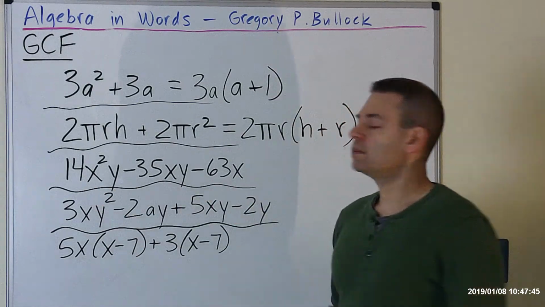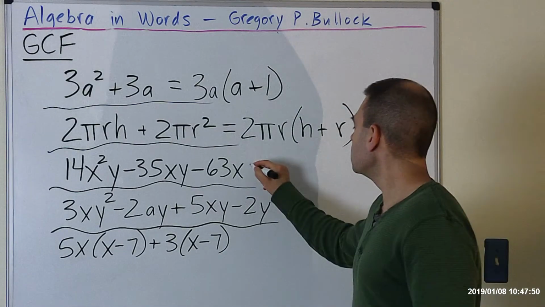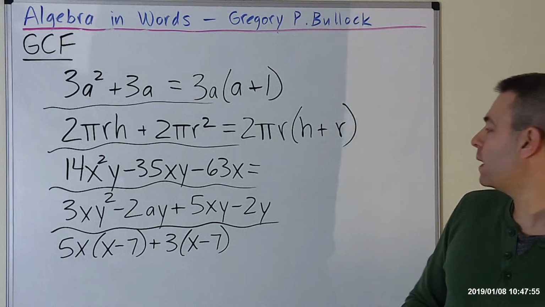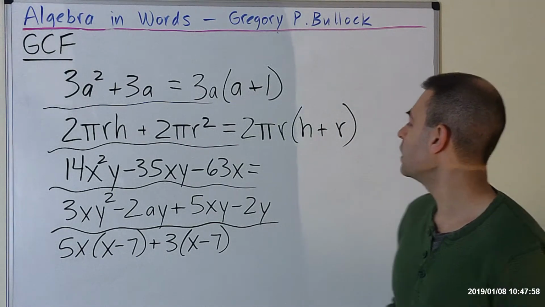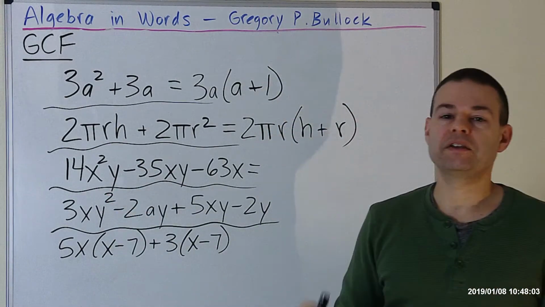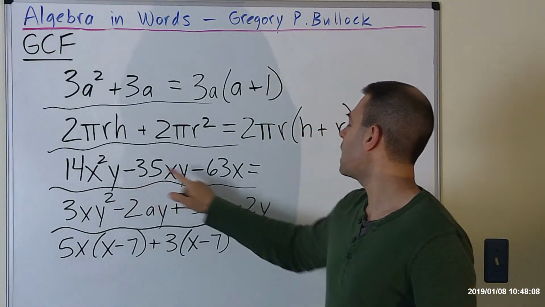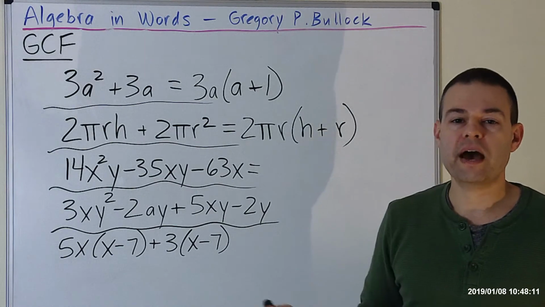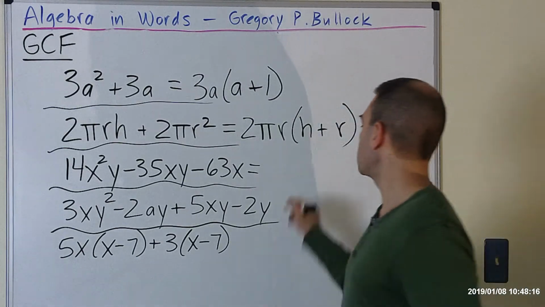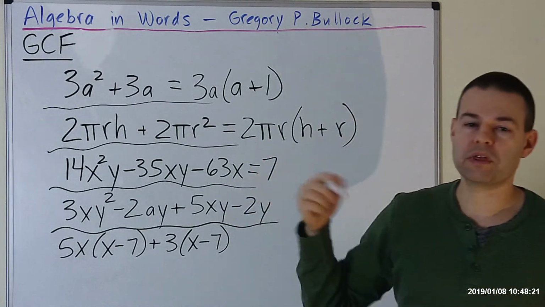Let's go to the next one. There's 3 terms. It looks like there's a little bit more going on here. We have 14x squared y minus 35xy minus 63x. Alright? So again, start with the term on the left and go factor by factor, starting with the coefficient. This is 14 compared to 35 compared to 63. Do they have a common factor, a common number? The answer would be 7 so far. So I'm going to write 7, and we'll do the division part next.